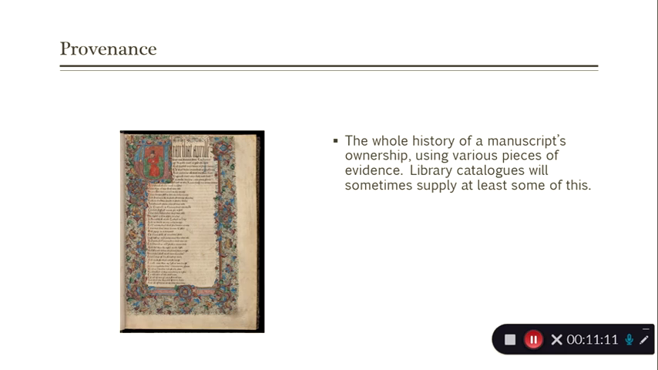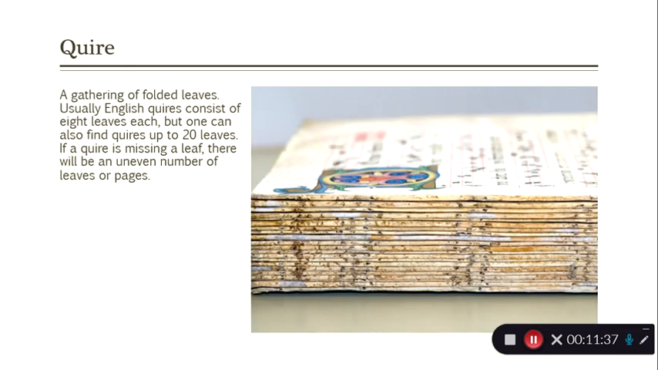Quire, we've talked about. A quire is a gathering of folded leaves, and usually there are 8 leaves each, but you can find quires up to 20 leaves. And if a quire is missing a leaf, there's an uneven number of leaves or pages. This means literally sitting with the book and counting. You can't tell this from online as far as I know. And usually we're told about the collation of the quires, the way the quires are put together, from the library catalog. So you don't have to worry about that very much.